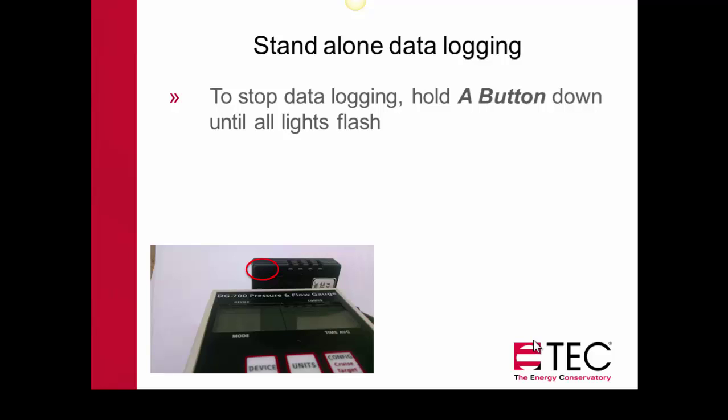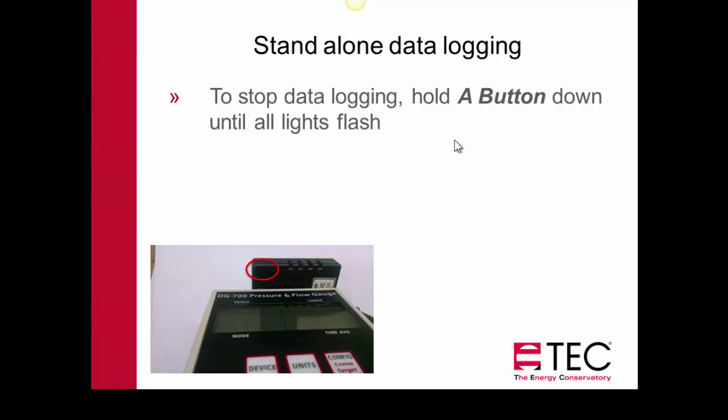So now you're done data logging and you're ready to download the data. To stop the data logging, there's an A button on the bottom of the gauge. There's also a B. It's not a button, but it's a recess thing. Don't play around with that, that's not for you to use. But the A button is there to push and hold.